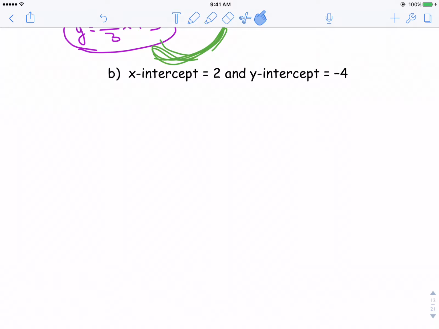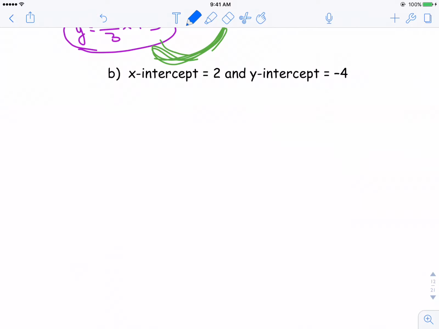So here we go, our last example for section 6.5, part 1. Find the equation of the line in point slope form and in slope intercept form from x and y intercept. We have an x-intercept of -2 and a y-intercept of -4.